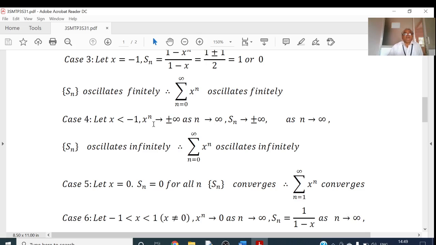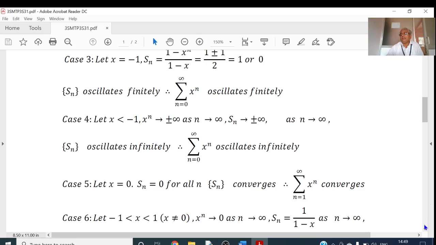Then if x to the power of n is equal to plus or minus infinity, what about Sn? Sn is also plus or minus infinity. That is, Sn tends to plus or minus infinity as n tends to infinity. So that means the sequence Sn oscillates infinitely. Therefore, the given series also oscillates infinitely. So if x is less than minus 1, the given series oscillates infinitely.